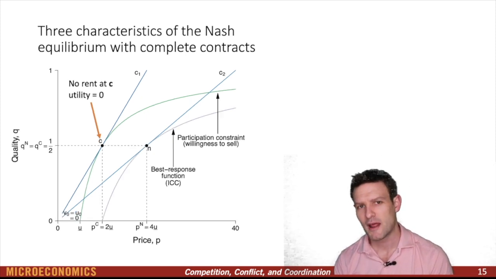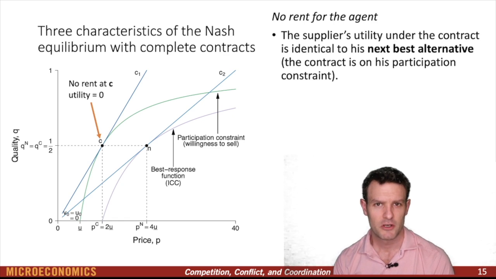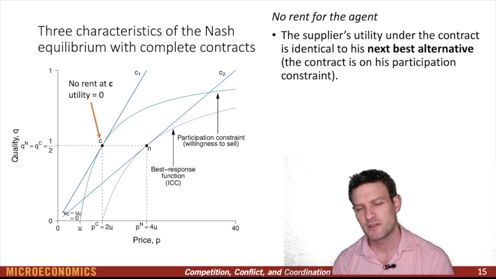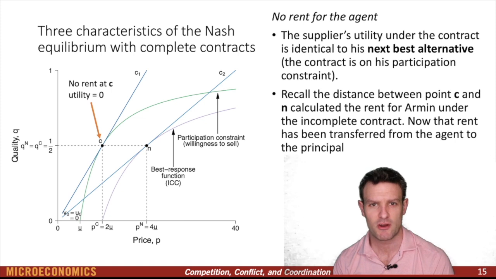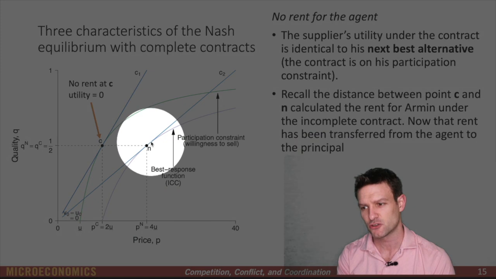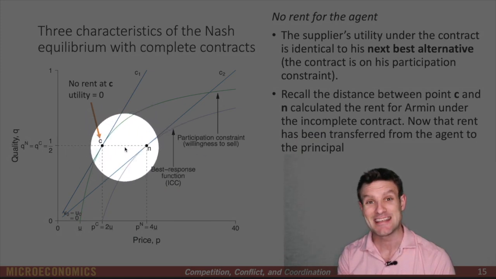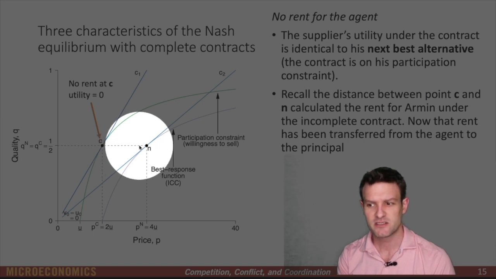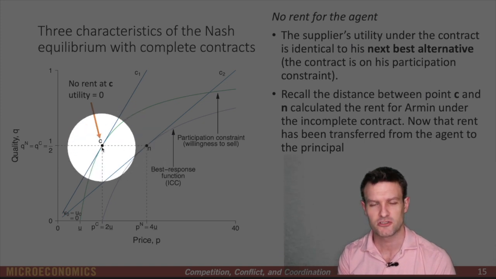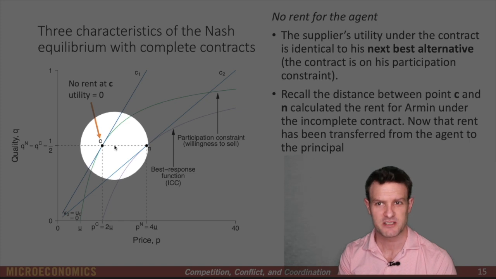Now, in terms of the rent, what do we see here? The supplier's utility under the contract is identical to his next best alternative. So here Armin is getting utility equal to his participation constraint, U0. Now, if you recall the distance between N and C from previously, so N to C, what was that? When we tried to understand what Armin got in the incomplete contracting case, that distance N to C, between N and his participation constraint, was what he received as an enforcement rent at the equilibrium of the incomplete contracting case.